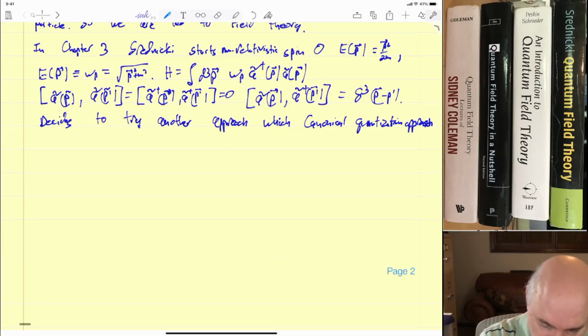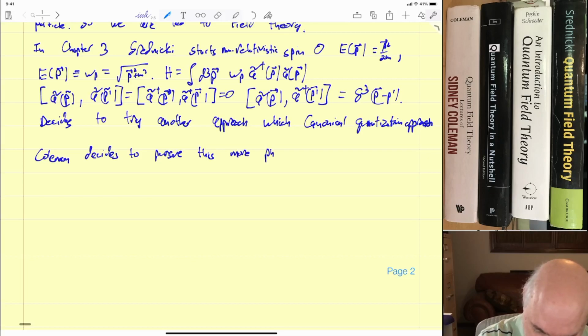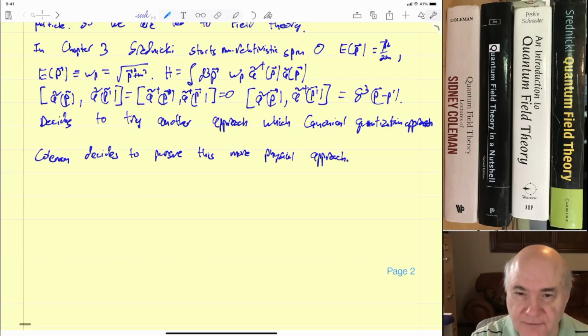But Coleman, in his book, decides to pursue this more physical approach. And he refers to the canonical quantization procedure when he talks about it, and he covers it in the next chapter. He says it's like a mechanical approach, a turn-the-crank approach for making pasta. And it works, but you don't quite understand exactly why it works, or you don't get the physics out of it. But eventually he too will go to that approach, as he will explain why, and I'll explain why. But for now, let's pursue the physical approach that he does.